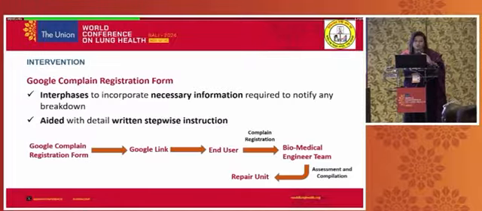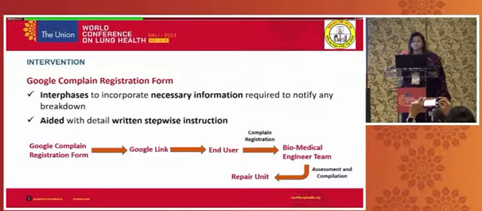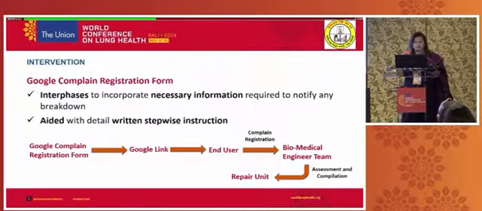The Google electronic complaint registration form is just a Google form linked with a Google Sheet with multiple fields to incorporate necessary information, for example, the model, the serial number, what the problem is, when it began, and who is using that equipment. This is aided with detailed written stepwise instructions in our local language on how to fill this registration form and what to do next.